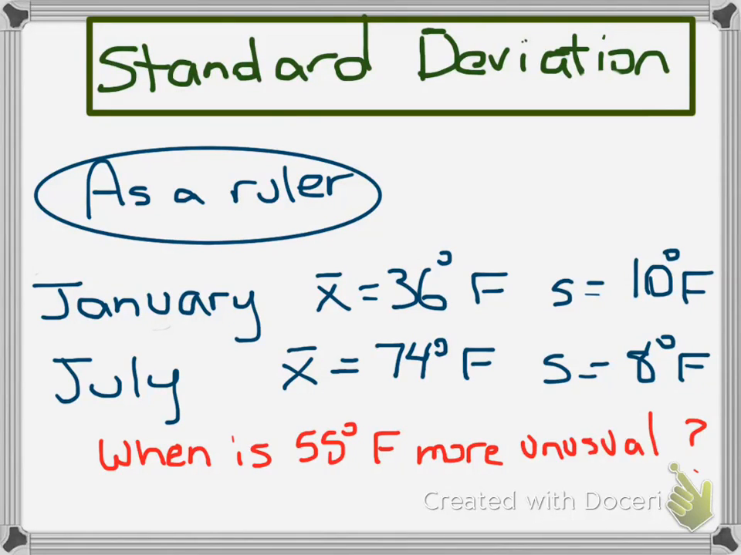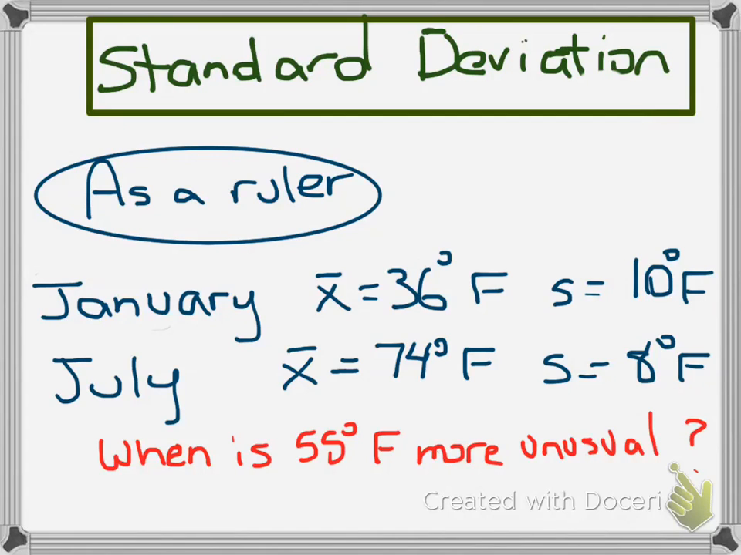So one time when it's really useful to use the standard deviation is when we use it as a ruler. In other words, when we want to compare two things that are kind of similar but not entirely. For instance, in January, the mean high daily temperature is 36 degrees Fahrenheit with a standard deviation of 10 degrees Fahrenheit. And in July, that mean high temperature is 74 degrees Fahrenheit with a standard deviation of 8 degrees Fahrenheit.